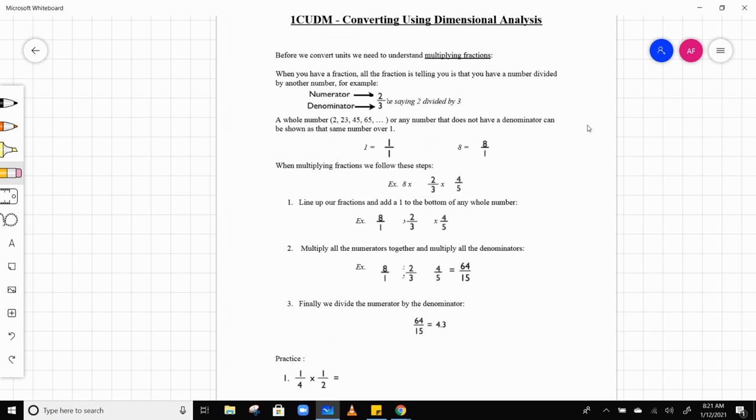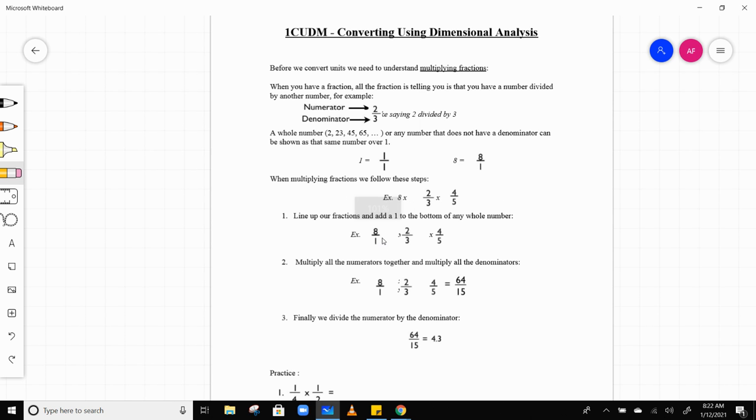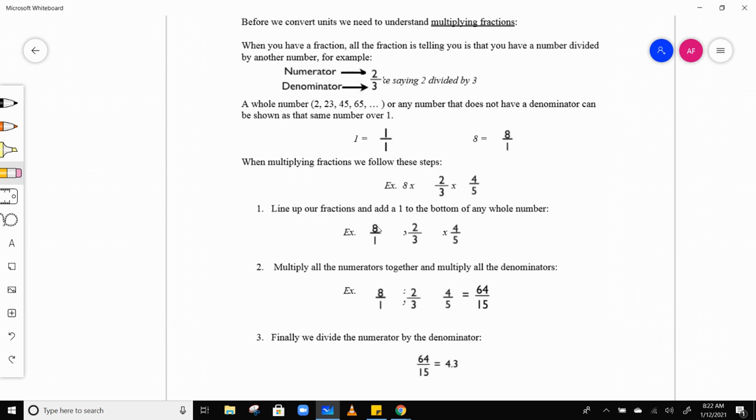Okay, so just remember when we're multiplying fractions, we have a numerator and a denominator. The top number is the numerator, the bottom number is the denominator. If we're multiplying two fractions, we always multiply the numerators times the numerators, denominators times the denominators, and just move across that way. If there is a whole number, it's just like that number over 1. So, for example, 8 is just like saying 8 over 1, because 8 divided by 1 is 8, so it's the same thing.